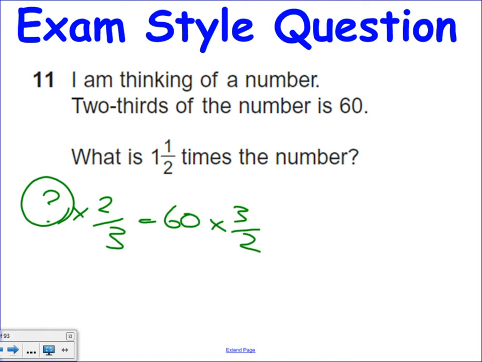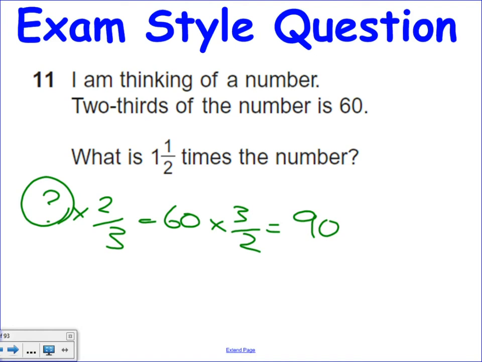You can do that first, or this first, but 60 divided by 2 is 30 quite neatly. Times the 3, 90, yeah? That's how to do that. So the number I started with is 90, the number I was thinking of. Okay, everyone get that bit?